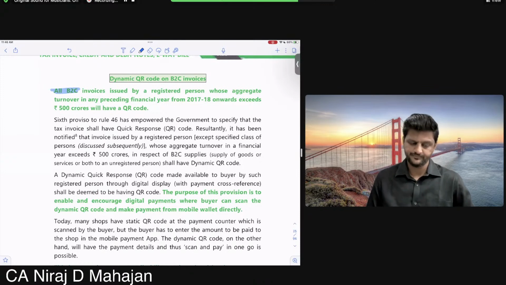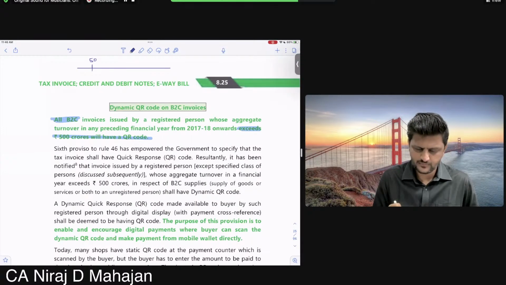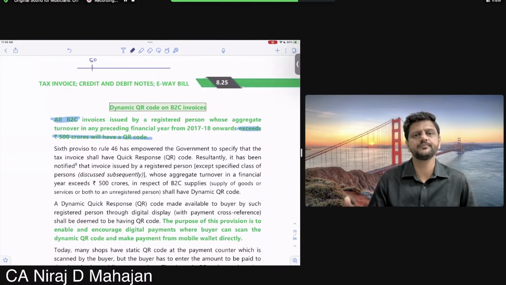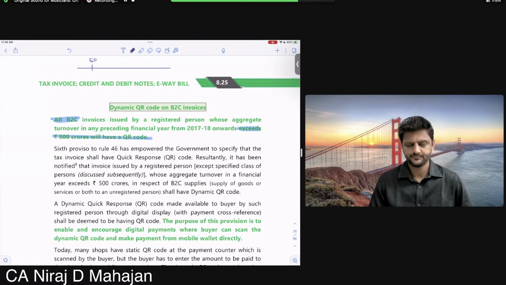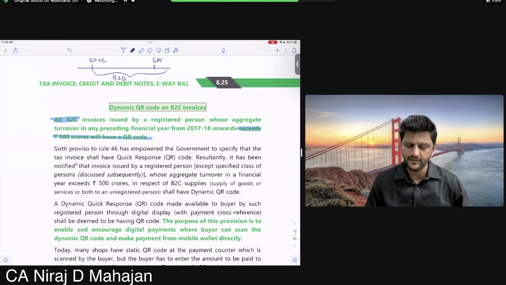Check here. 50 crore and above, B2B is there. And 500 crore and above, B2C also.